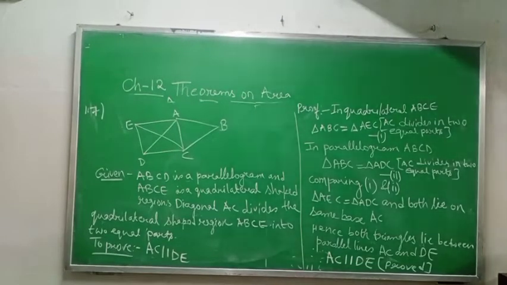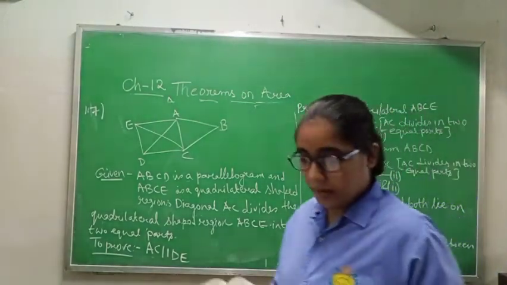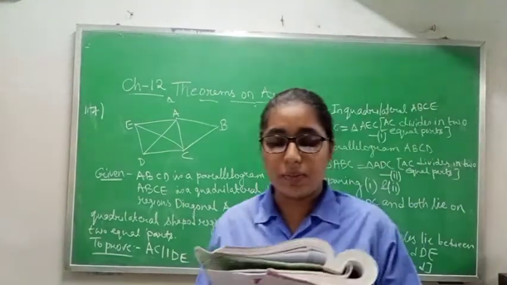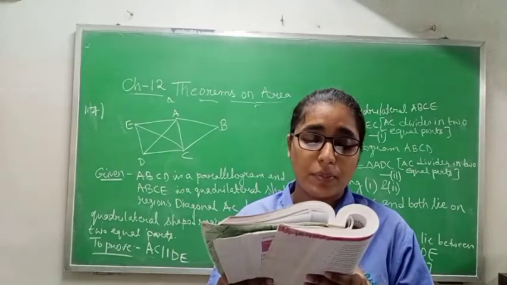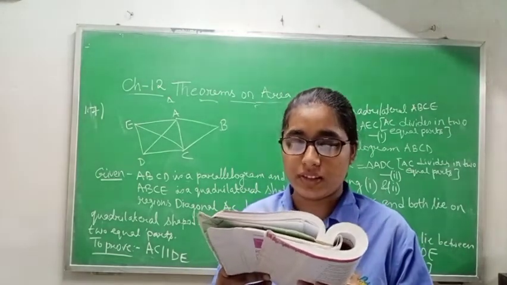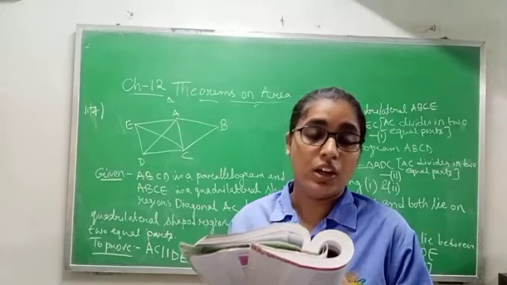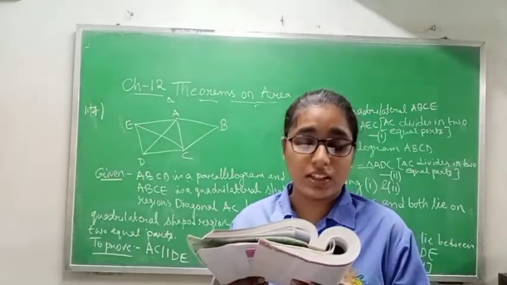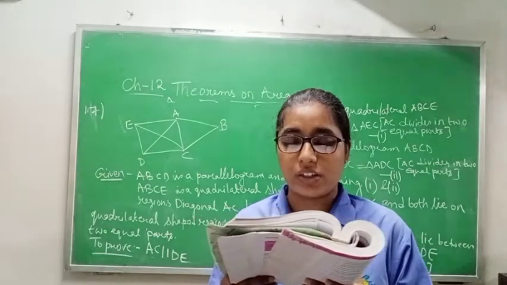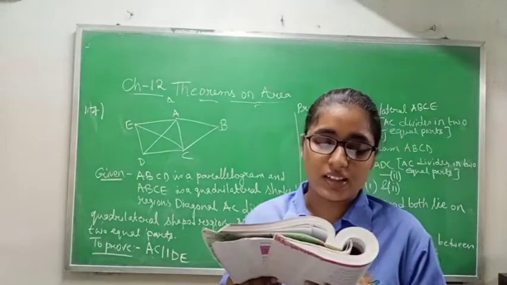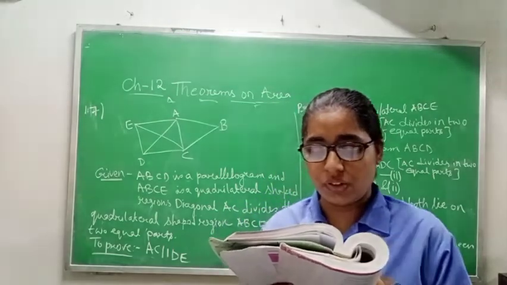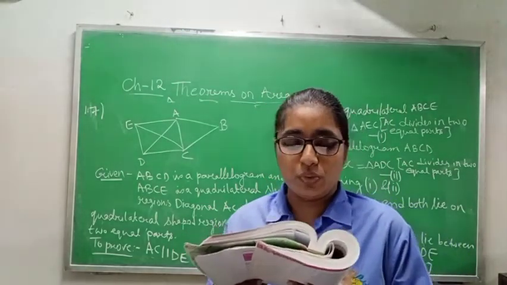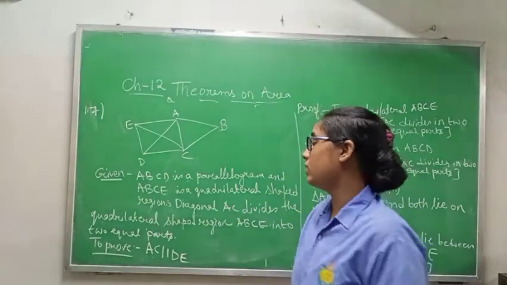Class 9, see question number 17. The two parallelogram shaped region ABCD. ABCD is a parallelogram and ABCE is a quadrilateral shaped region. So there are two shapes. One is a parallelogram, ABCD, and ABCE is a quadrilateral shaped region. Diagonal AC divides the quadrilateral shaped region ABCE into two equal parts. Let us prove that AC is parallel to DE.